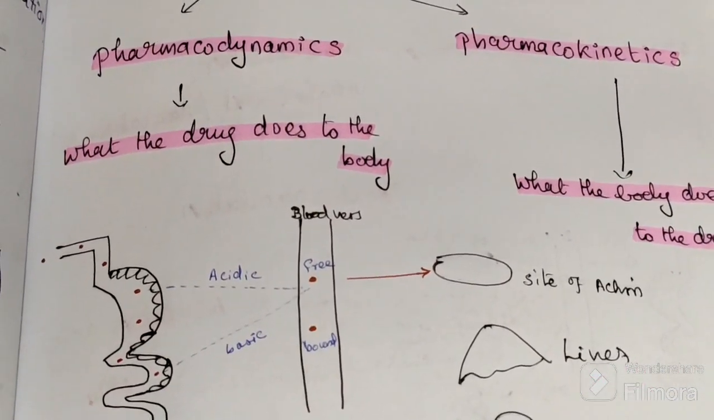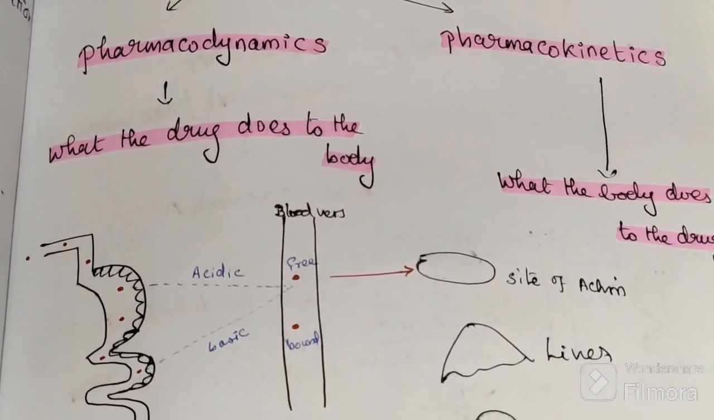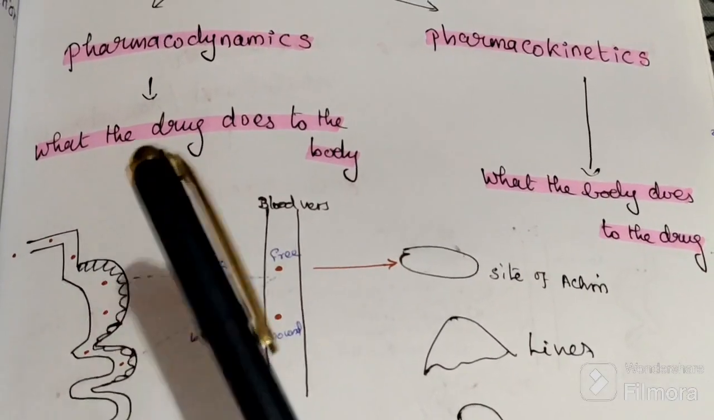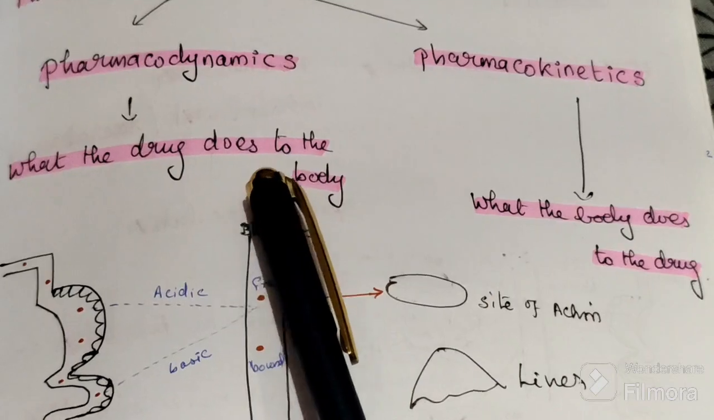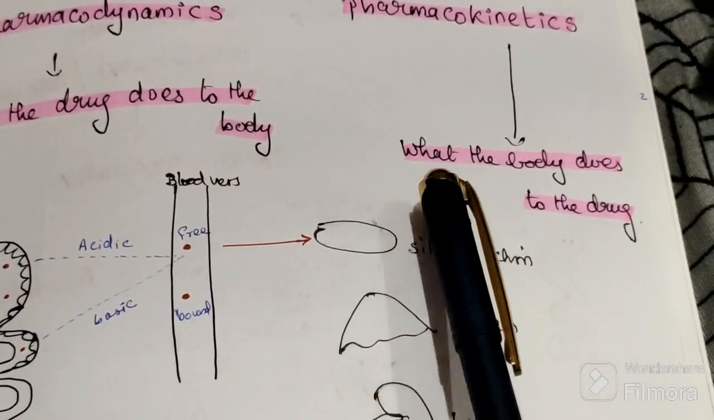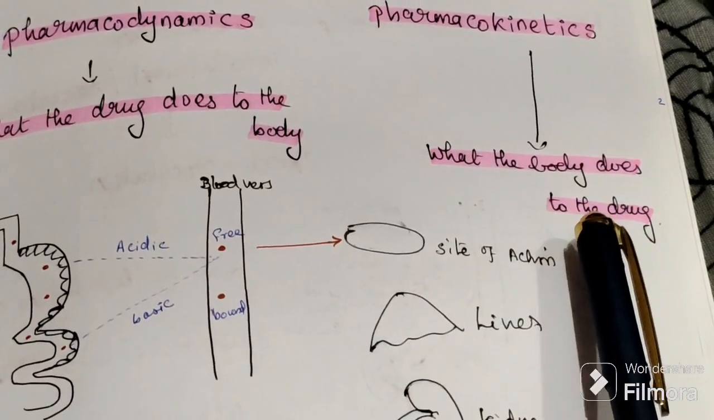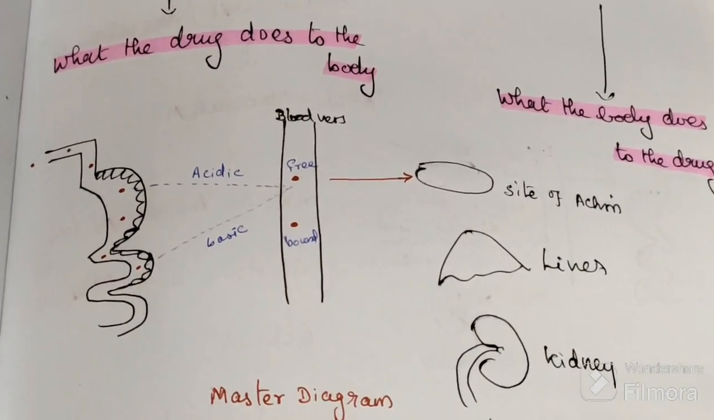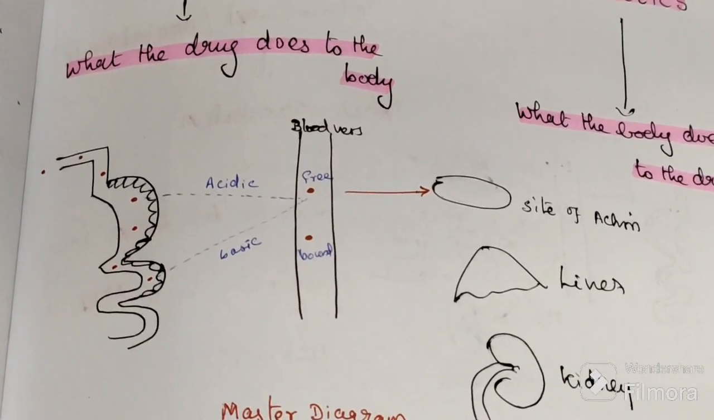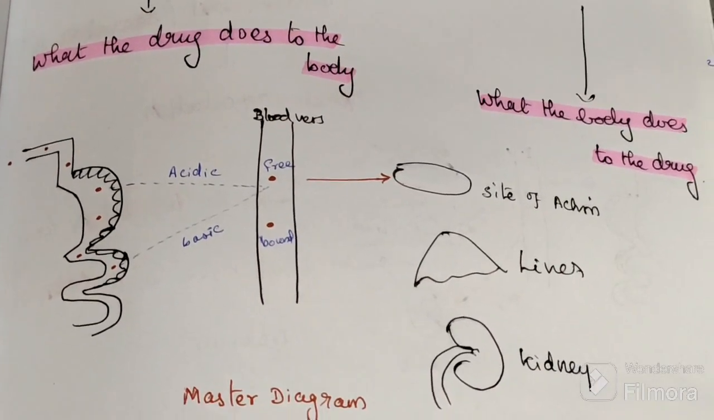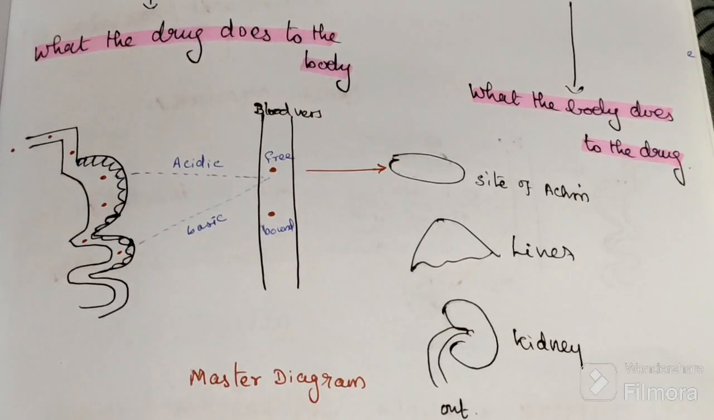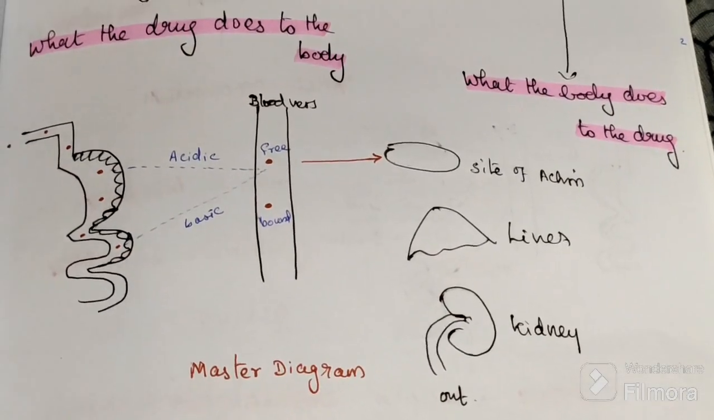So what is the meaning of that? Let's take an example: what the drug does to the body, and what the body does to the drug. We will discuss it. So now this is the master diagram, or key diagram.